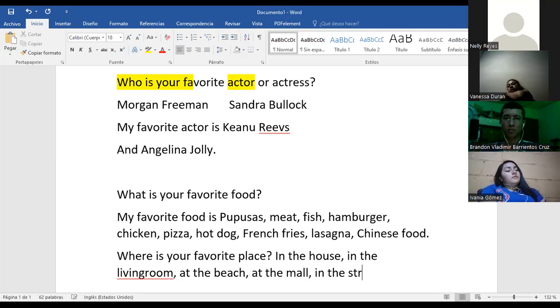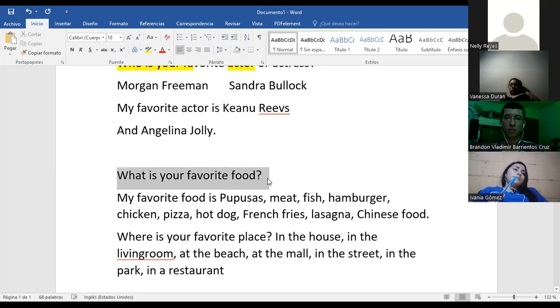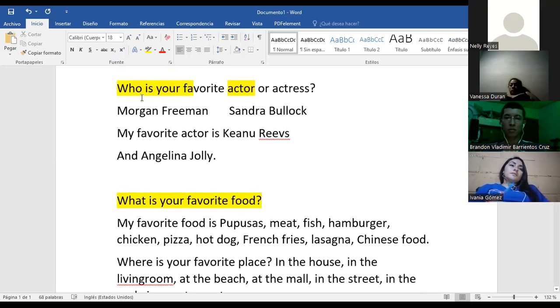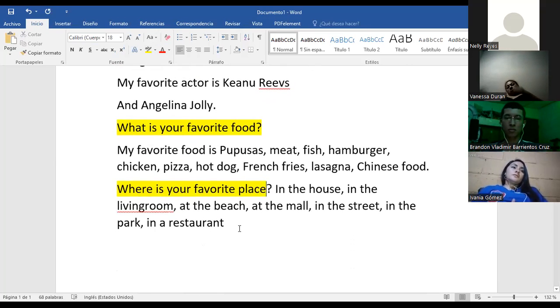In the park. In the restaurant, okay. You see, for example, now we have what? Tenemos who. Now we have where. Okay. ¿Qué otra palabra vimos para hacer preguntas?